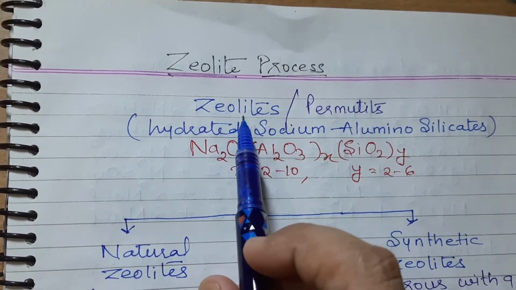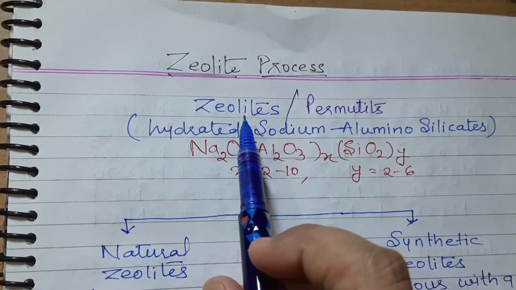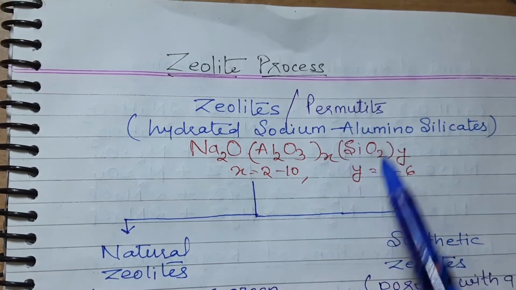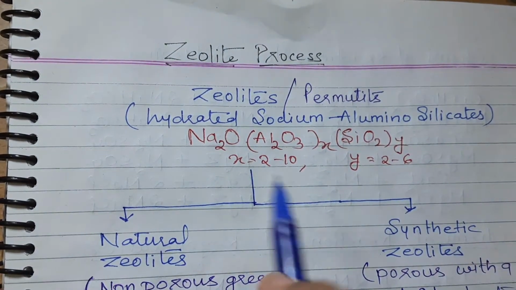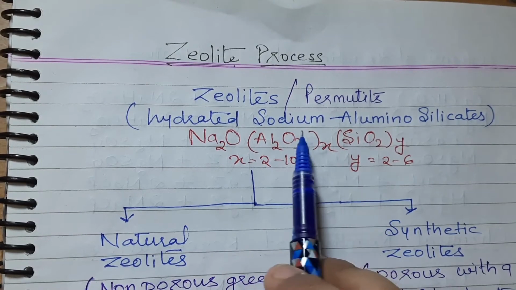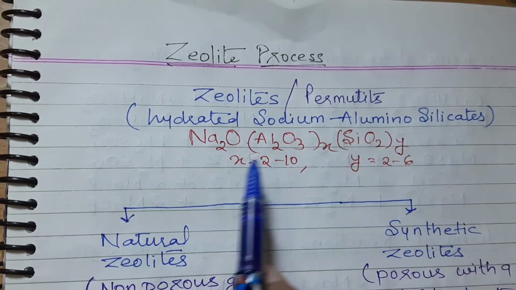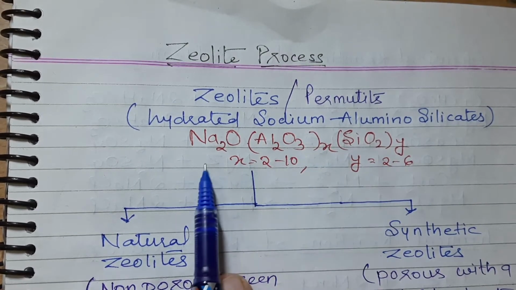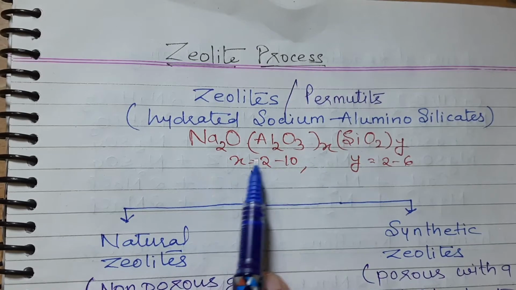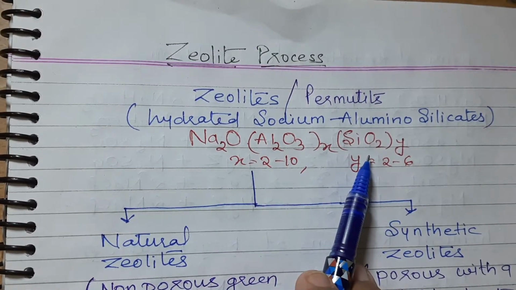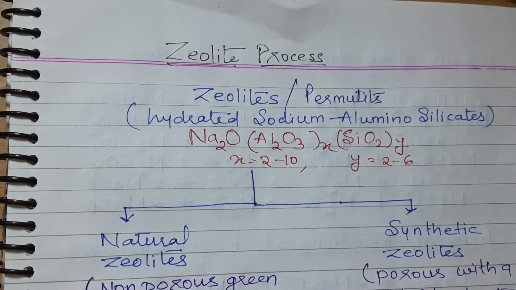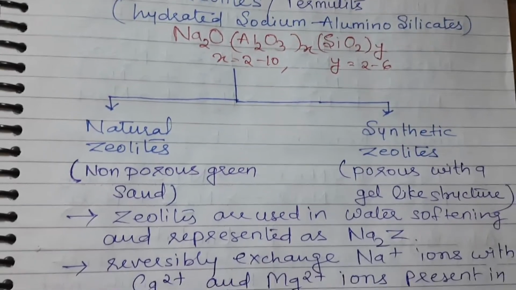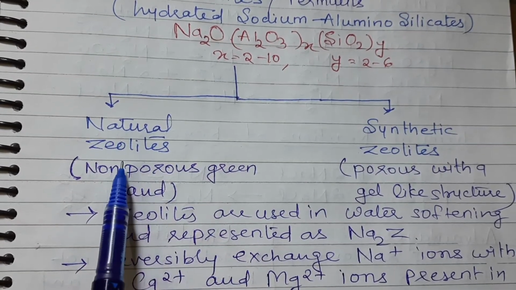Zeolites are actually a special type of porous stone-like structure. They are also known as permutits, and if we talk about their chemical structure, they are hydrated sodium aluminosilicates. Here you can see a general formula for the zeolites. Sodium aluminosilicates are a mixture of different oxides occurring naturally, and they can be found in nature in the natural state, known as natural zeolites.